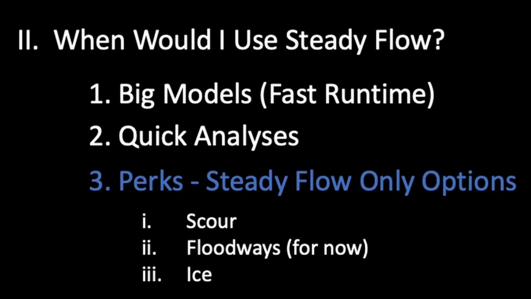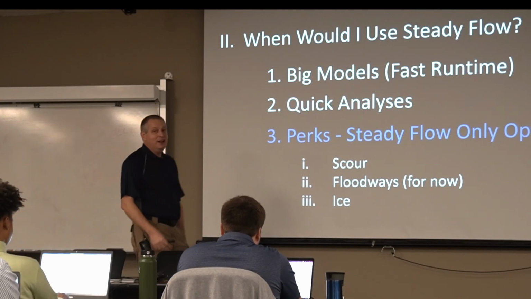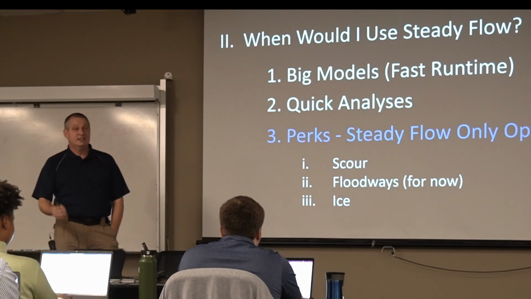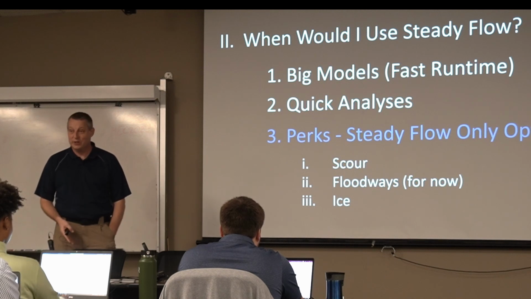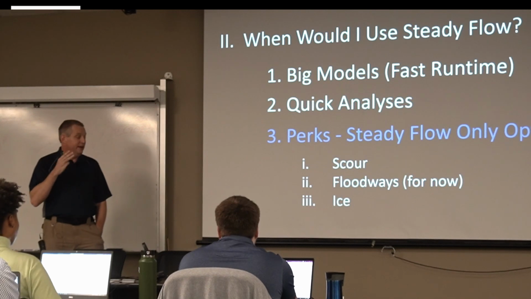Okay, and then the third reason to use steady flow is for the perks, for the benefits. There are some really cool features in RAS that are only available for steady flow. And why is that? Well, they got funded 15 years ago when steady flow was the main thing, and they haven't been added to the other things since then, but they're still really, really cool. Three examples are scour, floodways for now, and ice.